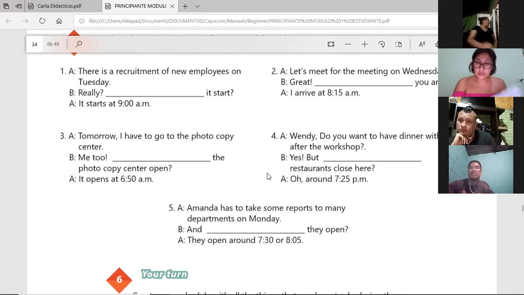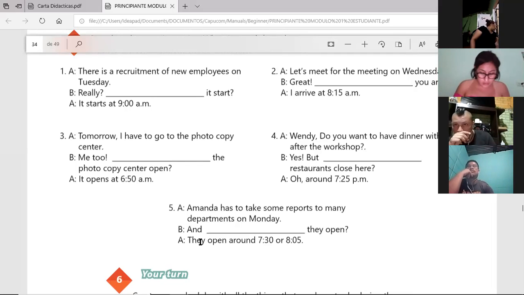Volunteers, number 4. Tatiana. Yes, okay, please, Tatiana. Wendy, do you want to have dinner with me after the workshop? Yes, but what time does restaurant close here? Okay, give me a second. Tatiana, it says the photocopy center, right? Center, like in British center, it's the same pronunciation, Carla. Center is the same, right?